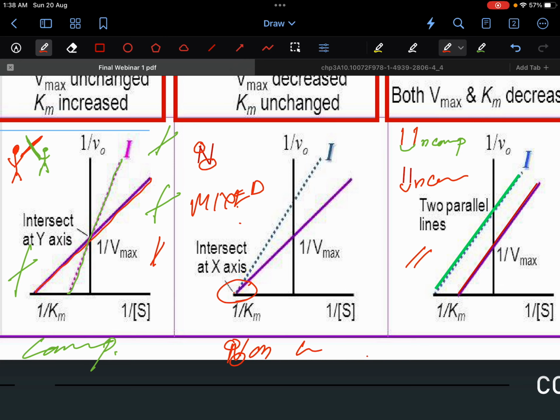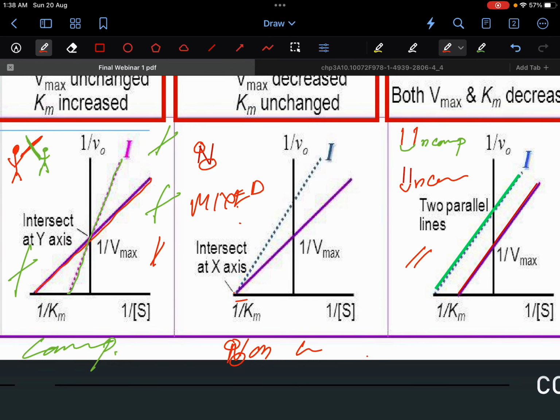Now the y coordinate represents the value of 1 by Vmax, right? So in non-competitive, is the value of 1 by Vmax changing or not changing? It is not changing. If the value of 1 by Vmax is not changing, then Vmax will also not change, right? So Vmax remains constant, correct? Okay.